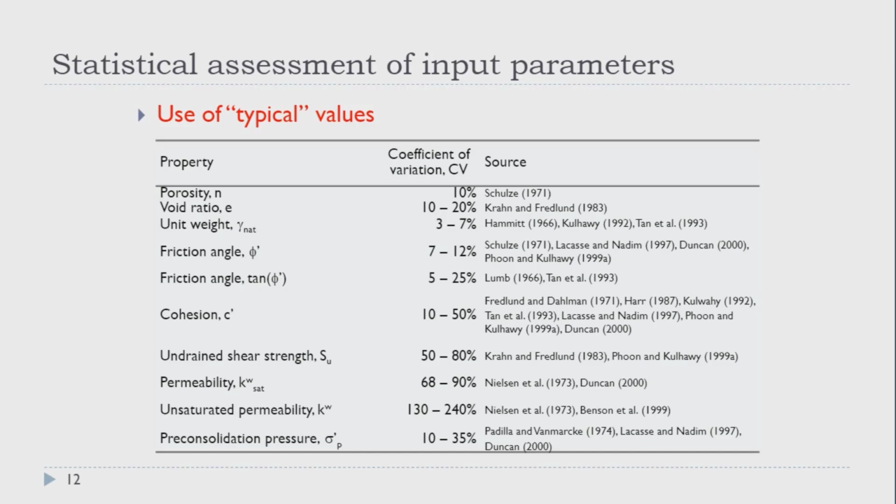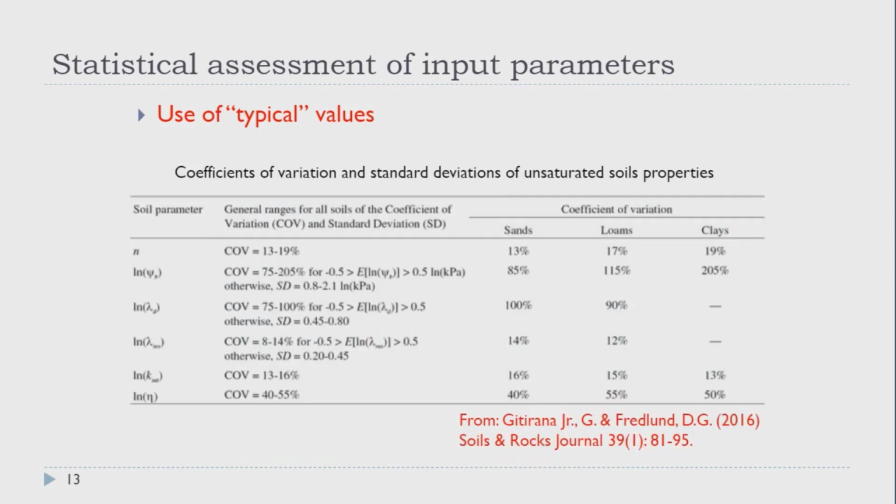I have another table here just showing you more typical values from the literature. This is for unsaturated soil parameters, like the air entry value and the slope of the hydraulic conductivity function. There are publications that have shown us the typical values. This, by the way, is based on a very large database of soils, SoilVision. So it is based on a big number of soils. It is a very good estimate for these coefficients of variation.